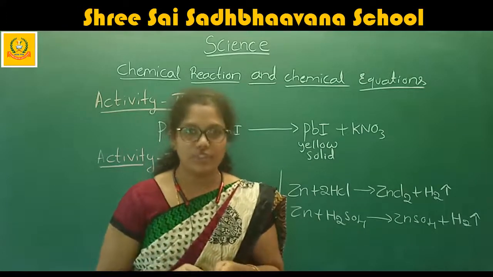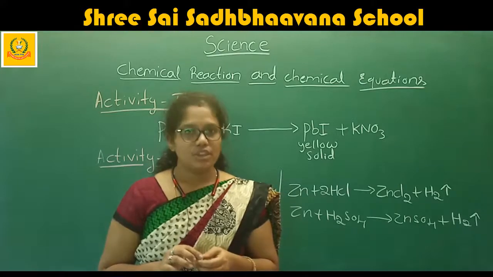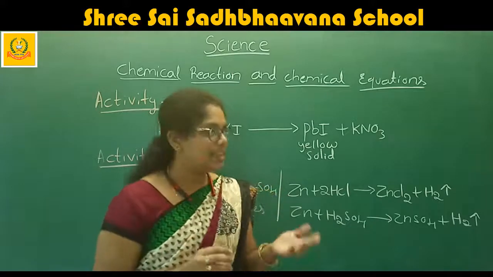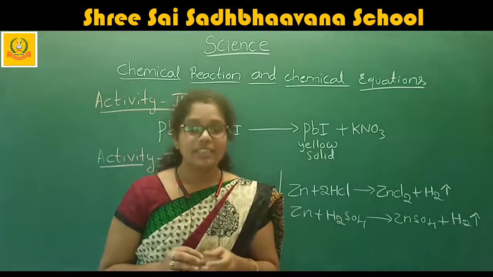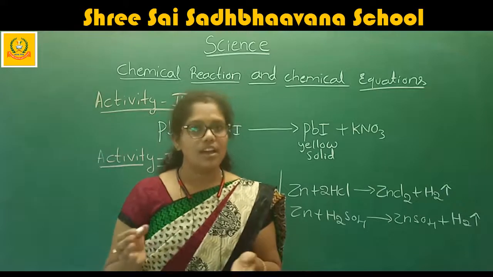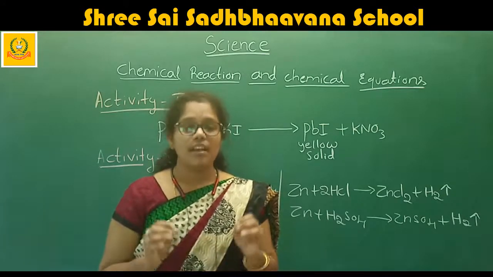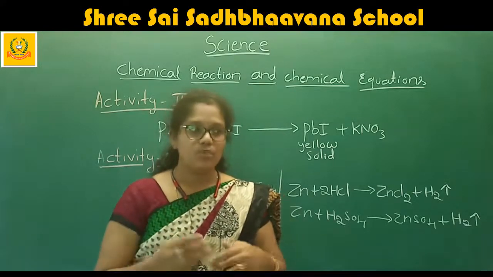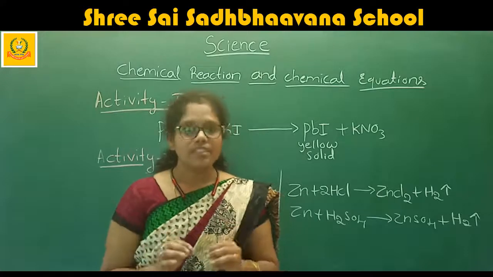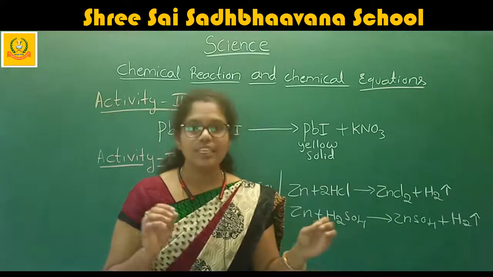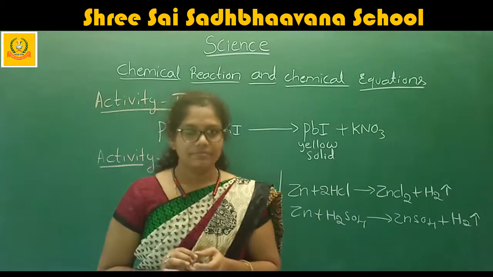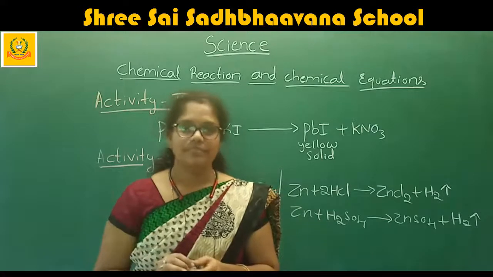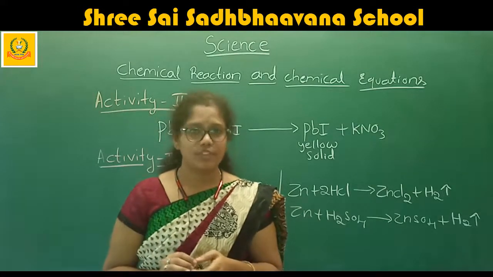In the last class I explained it. What is the law of conservation of mass? Mass can neither be created nor destroyed, but it is converted from one state of matter to another state. That's why it is known as the law of conservation of mass. According to this law, one more definition we can tell: the mass of the reactant side is always equal to the mass of the product side. This is also one of the definitions of the law of conservation of mass.